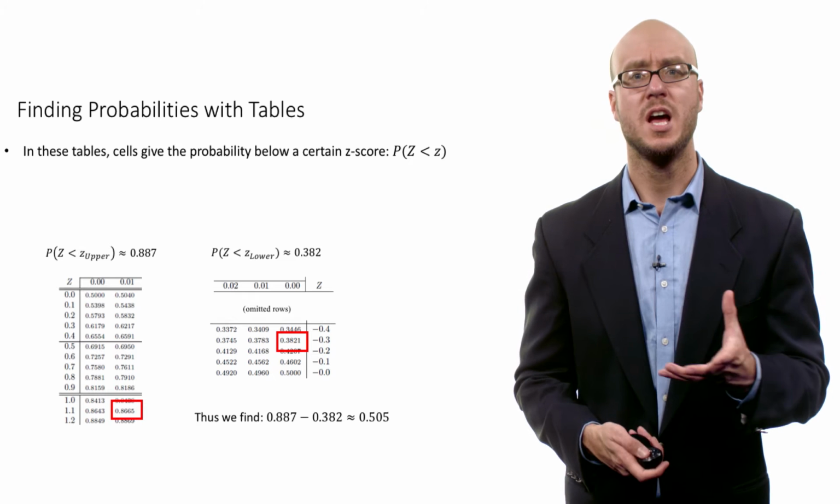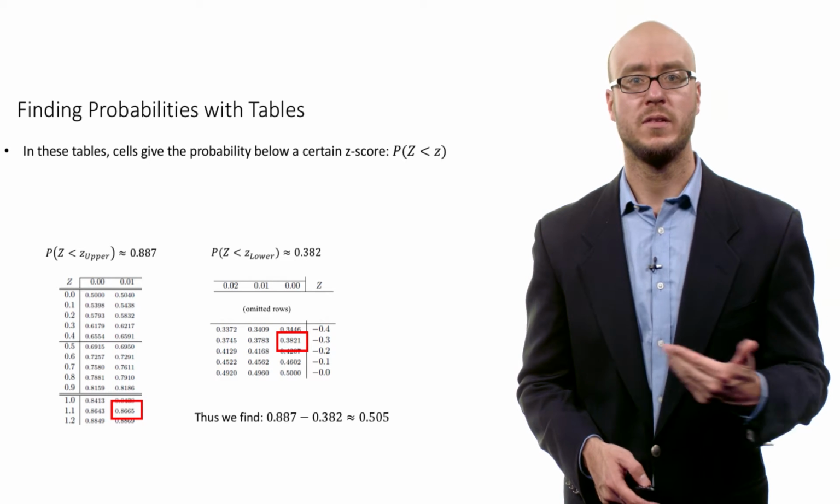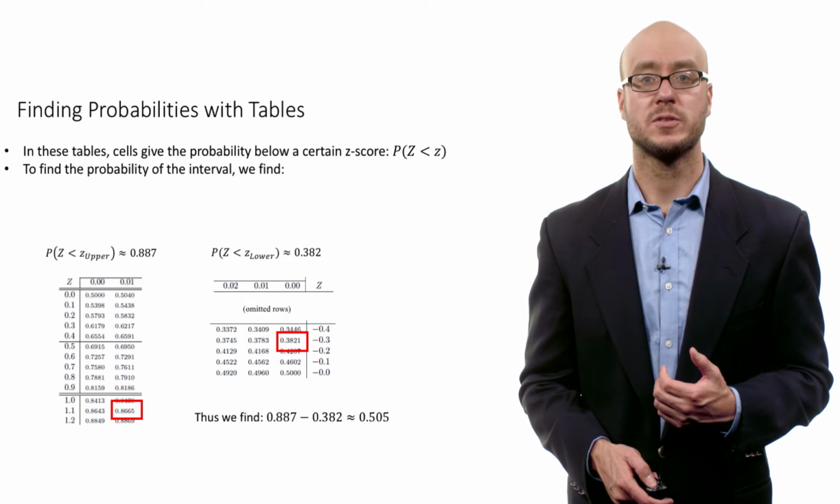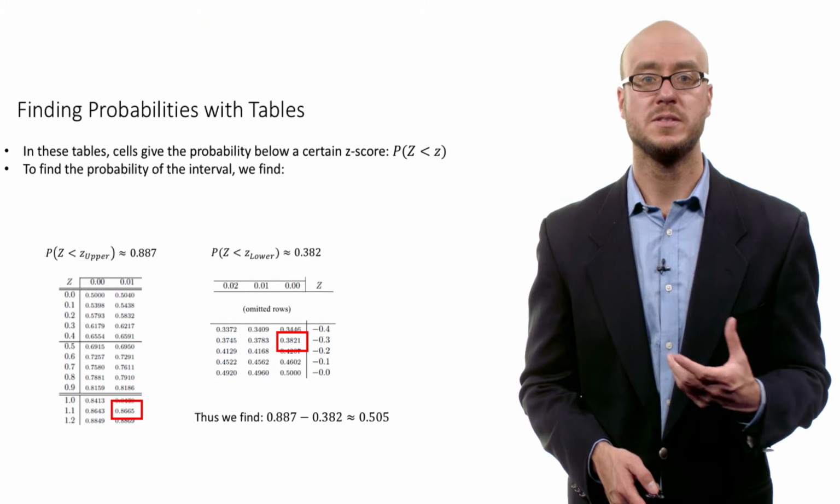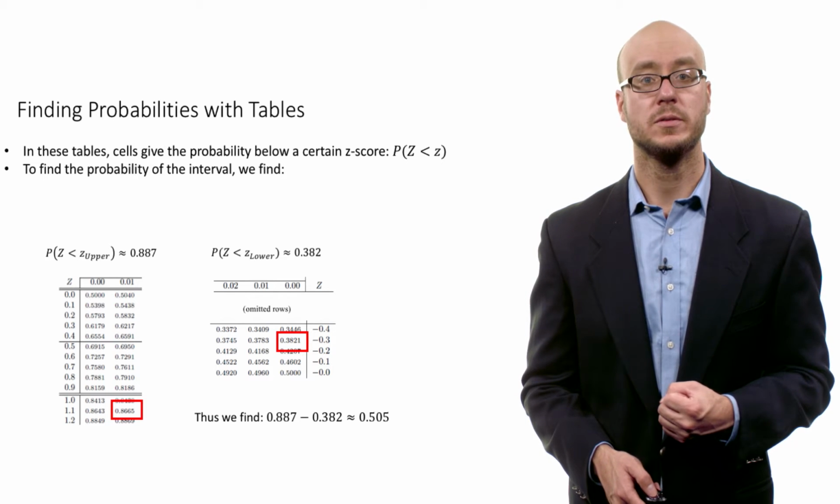Okay? We can also use tables, or normal probability tables. For these tables, we're given the probability below a certain z-score. Each of these cells gives us the probability of a z-score being below a certain cutoff value. So to find the probability of the interval, we take the probability of a z-score less than the upper value, subtract out the probability of a z-score less than the lower value, and that'll give us the probability of a z-score within a particular range.